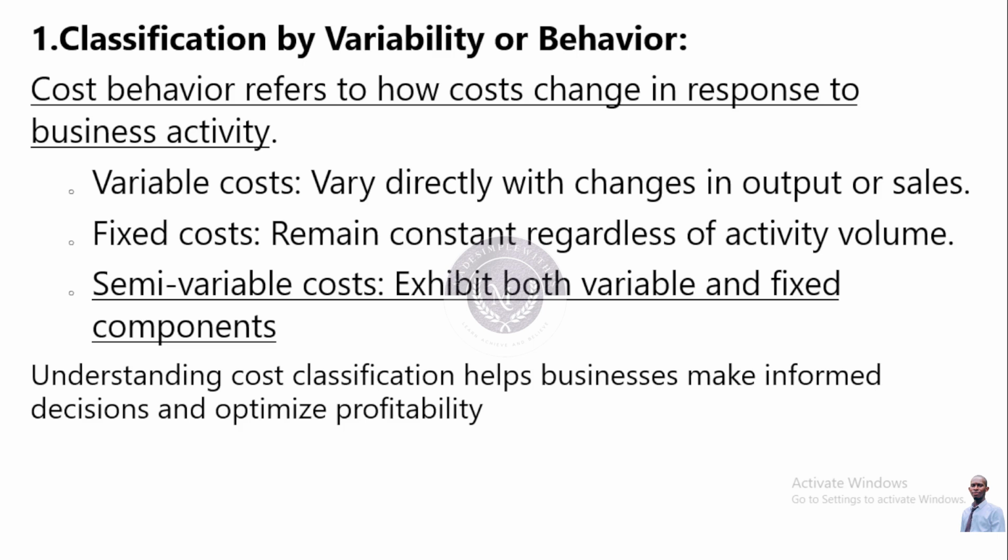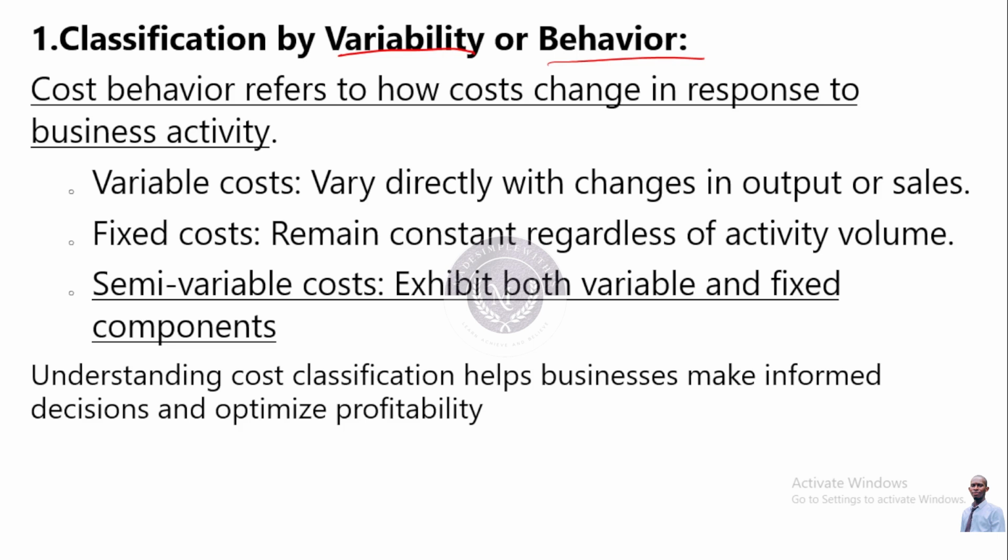So now let's go further. The cost classification by variability or behavior: how costs can be classified either by their variability or their behavior. Cost behavior refers to how costs change in response to business activity. So how is cost behaving, whether it moves upwards or not, that is its behavior.